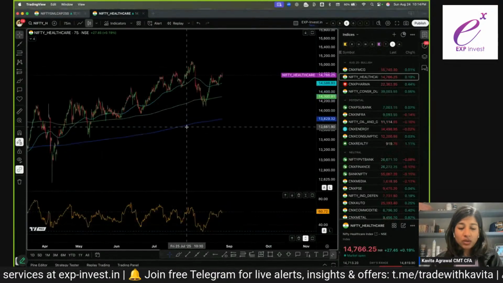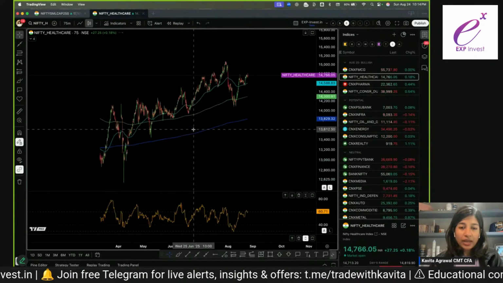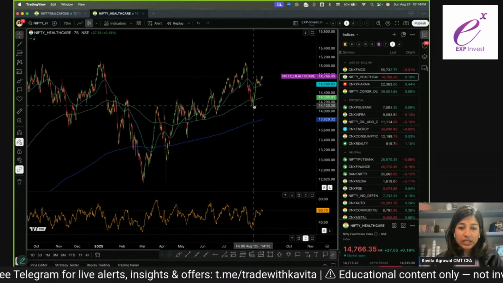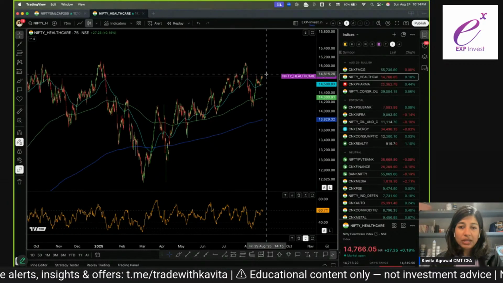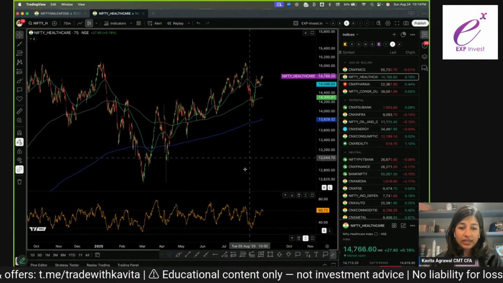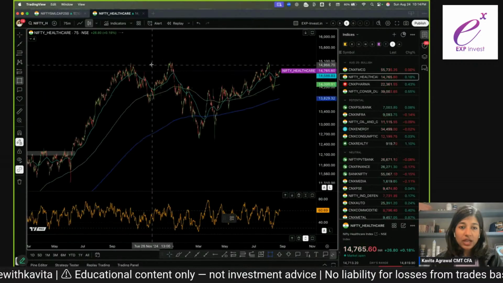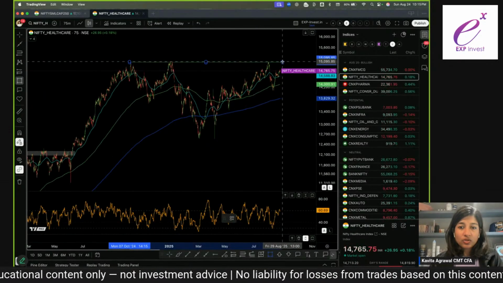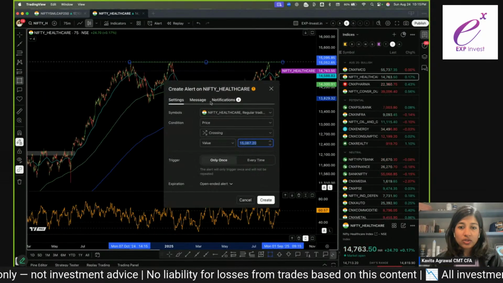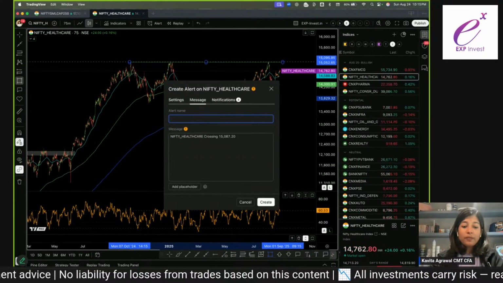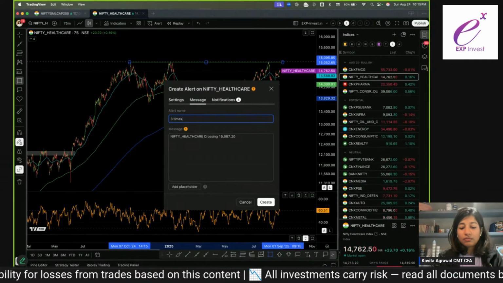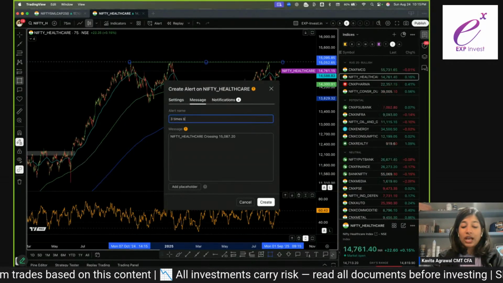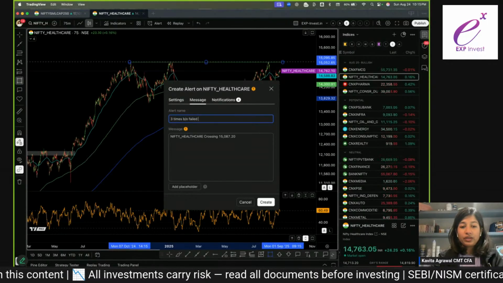unfolding right now, which means the underlying momentum is positive. It is rallying. It will be interesting to see whether or not it creates a higher high above this entire resistance zone. Now, this resistance zone is extremely important because three times breakout has failed here.